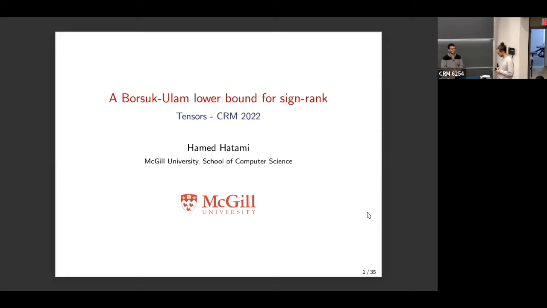We're going to listen to Hatami. He's from McGill, which is on the other side of the mountain. And he's going to speak about Borsuk-Ulam lower bound for sine rank.